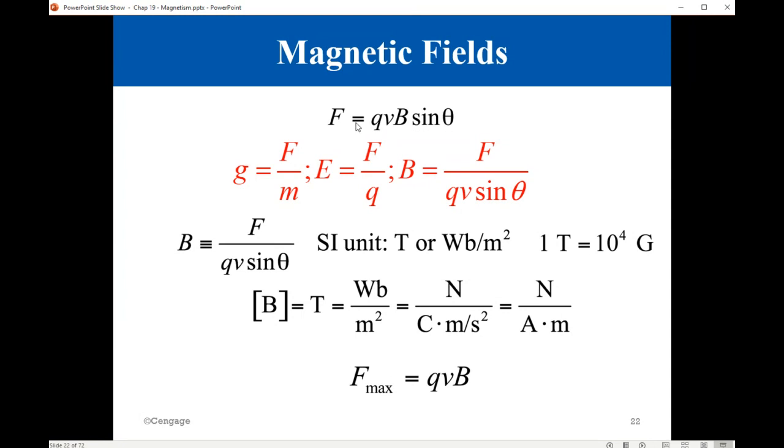This is a very important property of magnetic force that we need to take note of. The force is determined not only by the product QVB, but also by sine of the angle. So it depends on the direction of motion of the charge. As we see here, for the same QVB, depending on the angle, when V is parallel to B, the force is 0. When V is perpendicular to B, sine 90 degrees is 1, so the force is maximum.